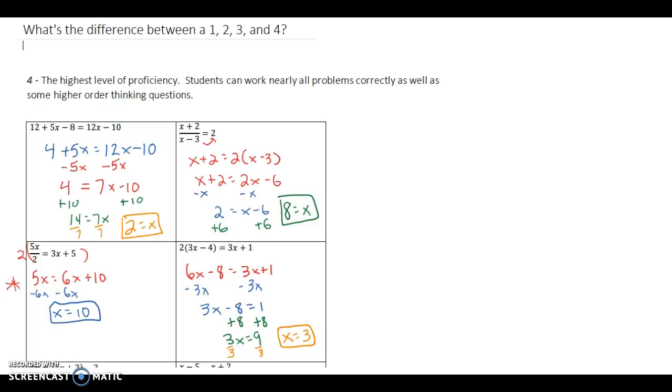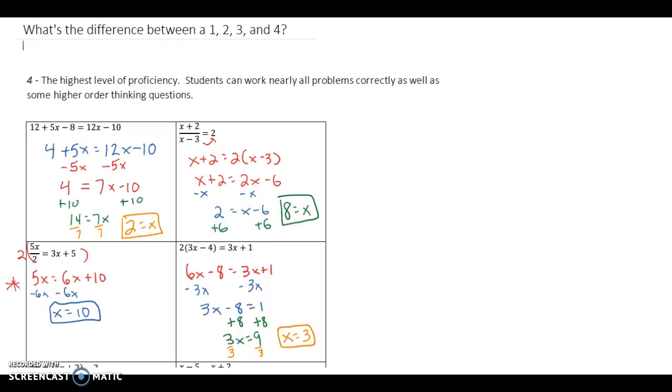A 4 we are describing as the highest level of proficiency. Students can work nearly all problems correctly, as well as some higher order thinking questions. Now, in the absence of higher order thinking questions, because let's face it, for every standard we just don't necessarily have those, we're really going to focus on working nearly all problems correctly.